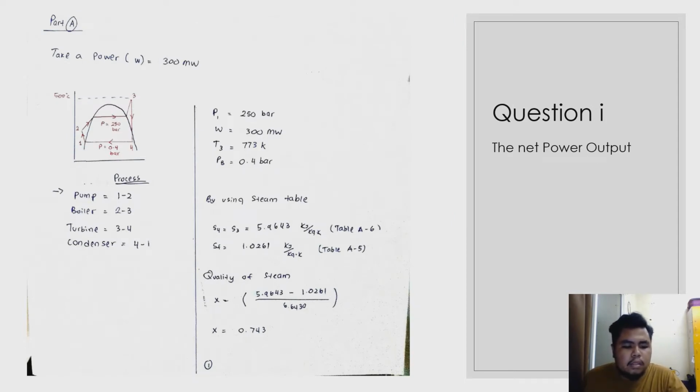For question 1, this question requires us to find the net power output. Since the actual power output of Tanjung Bin Energy Power Plant is too high, we decided to take a power of 300 megawatts only. First, I start to sketch the TS diagram to show what is the process happening in that power plant.